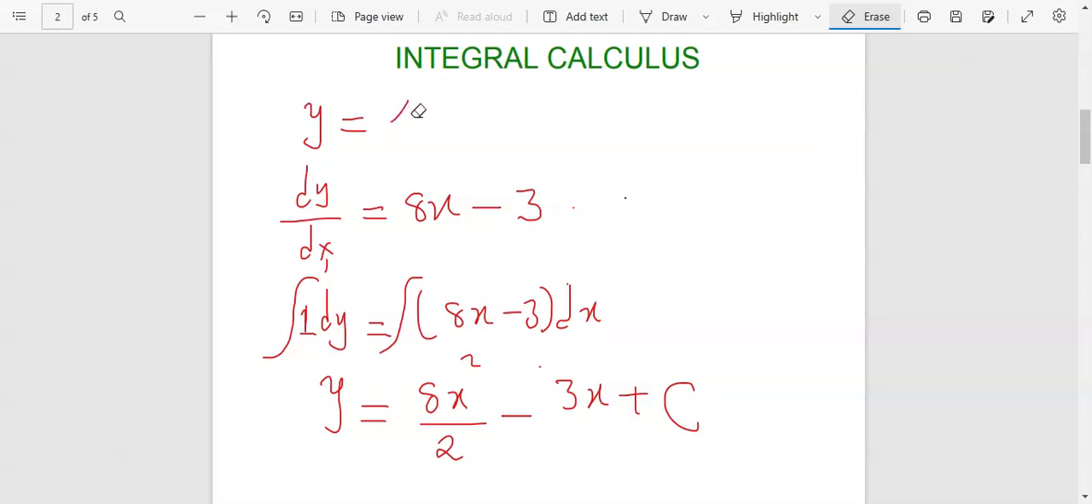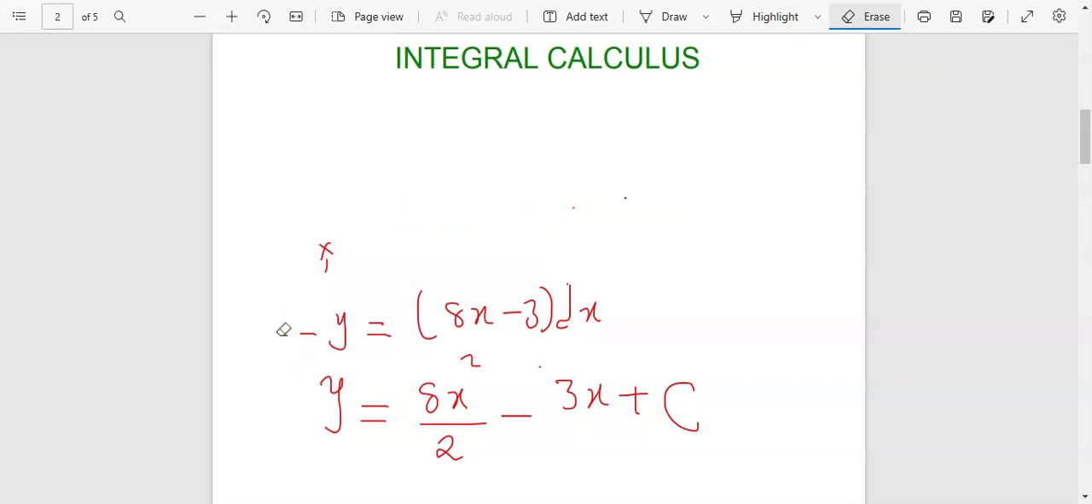So this is actually the first method of integration, integration as an antiderivative. That's the first one, which doesn't involve any special properties.